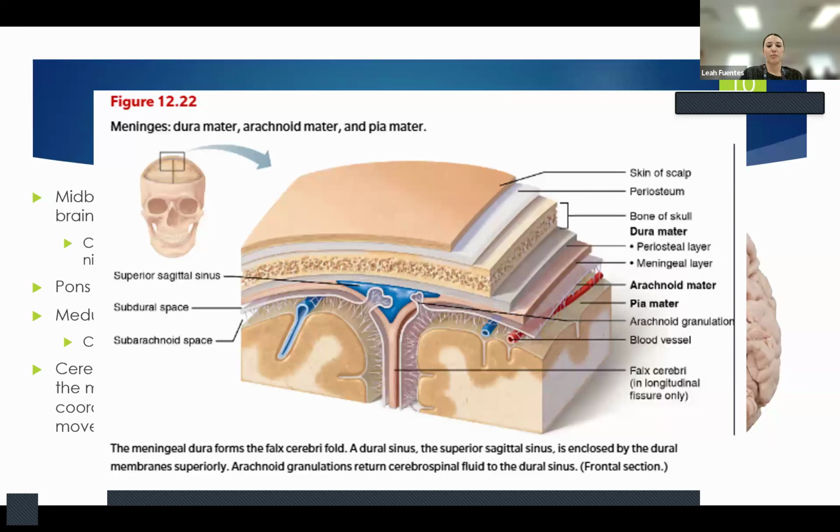So these are super important to know, not only for your lab exam, because this specific image will show up on your lab, but specifically your lecture. They will ask about the different maters and then which of these spaces contains that cerebrospinal fluid. Again, that's that subarachnoid space. This specific image is in your textbook.